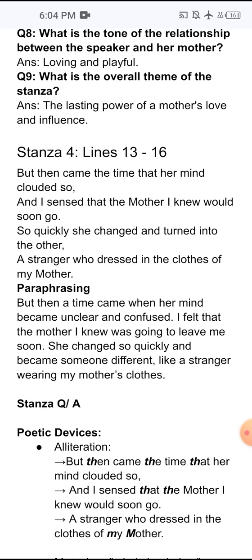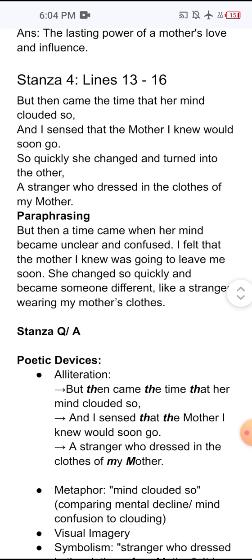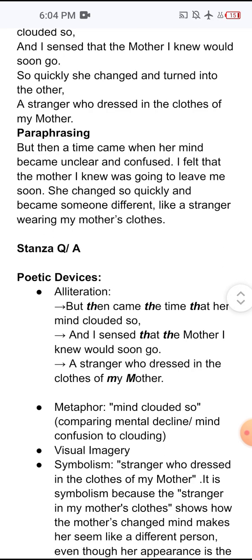Paraphrasing: but then a time came when her mind became unclear and confused. I felt that the mother I knew was going to leave me soon. She changed so quickly and became someone different, like a stranger wearing my mother's clothes.